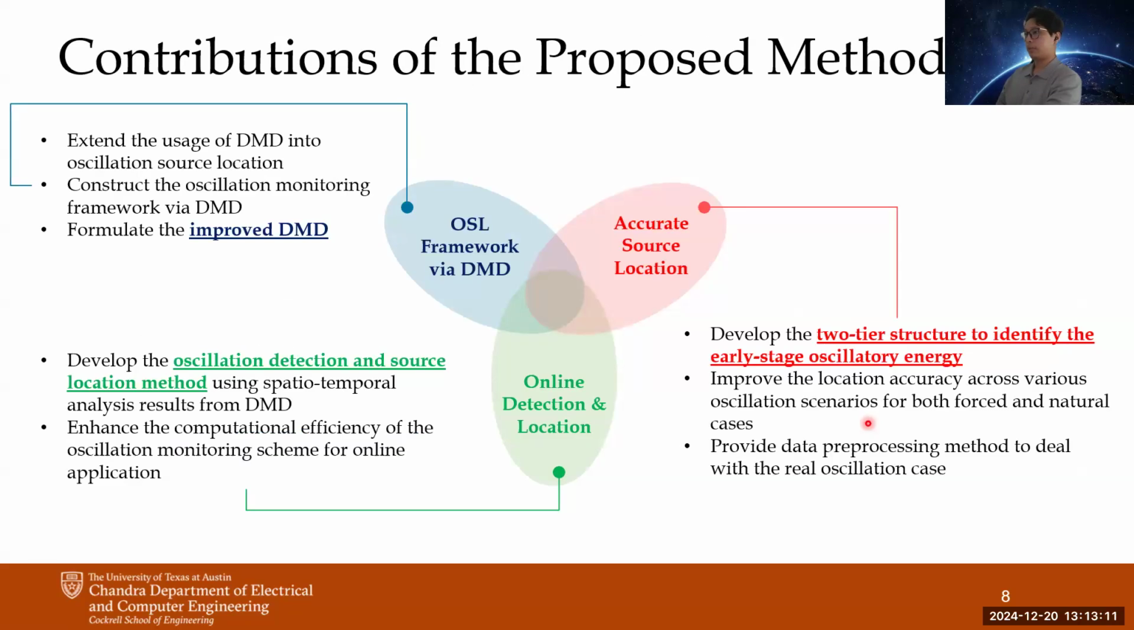So in order to overcome these limitations of the original DMD, we first proposed an improved DMD. And we also thought that we can increase the source location accuracy by focusing only on the early stage of the oscillation, because significant changes occur in the oscillatory energy over time due to various reasons. So we developed a two-tier structure oscillation location framework to identify and analyze the oscillatory energy only at the early stage of the oscillation.